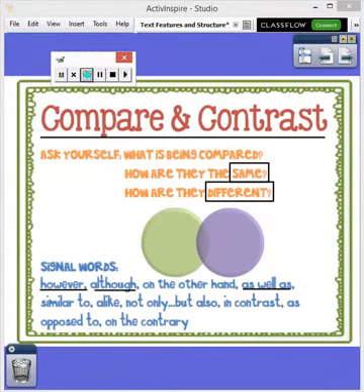There are two types of text structure that we're going to talk about today. The first kind is compare and contrast. This means how are things similar and how are they different. There are many signal words that can be used to explain compare and contrast. Three signal words that you may hear are however, although, and as well as.